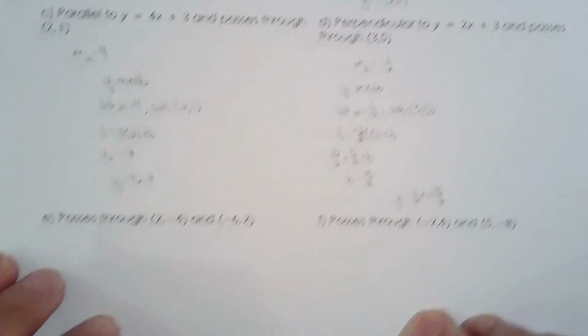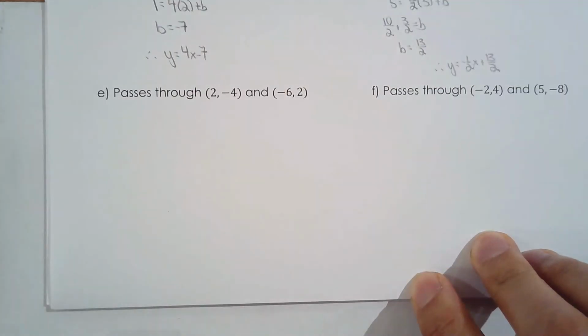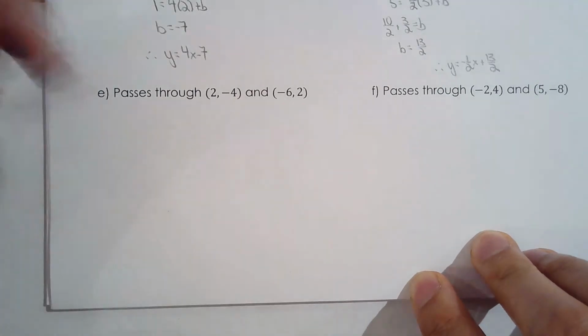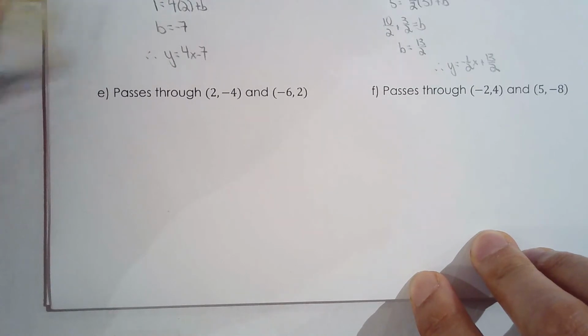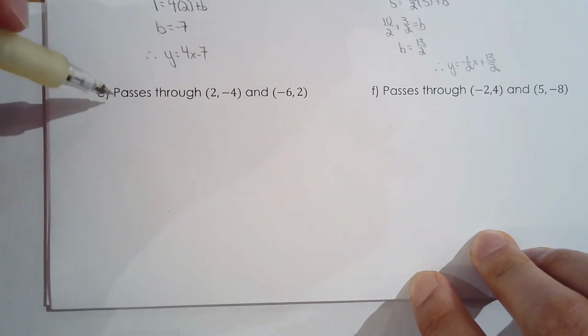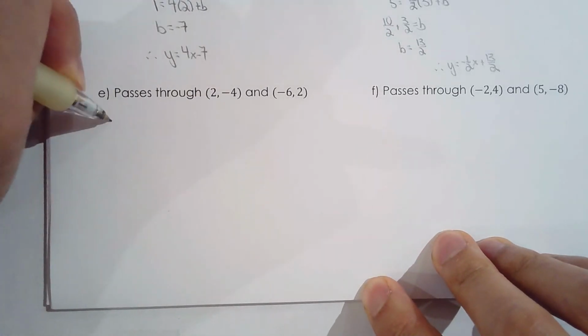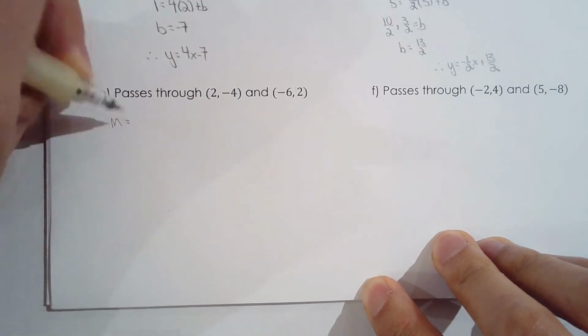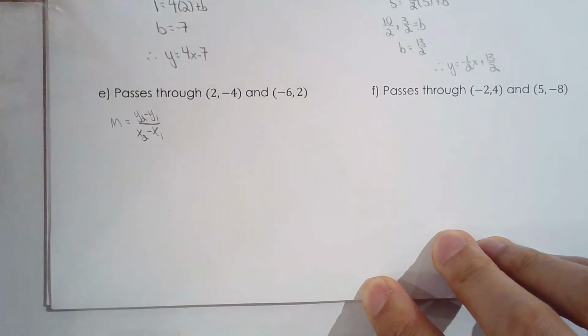Okay, so let's see, what about this one? Okay, so E and F are essentially the same. You have 2 points and you have to find the equation of the line. So this is something that you have to do quite often in the 3rd chapter. So it's really important we review this skill. So unlike A, B, C, and D, you can't really find the slope very quickly. But luckily, if you have 2 points, hopefully you remember the slope formula, right? y sub 2 minus y sub 1 over x sub 2 minus x sub 1.